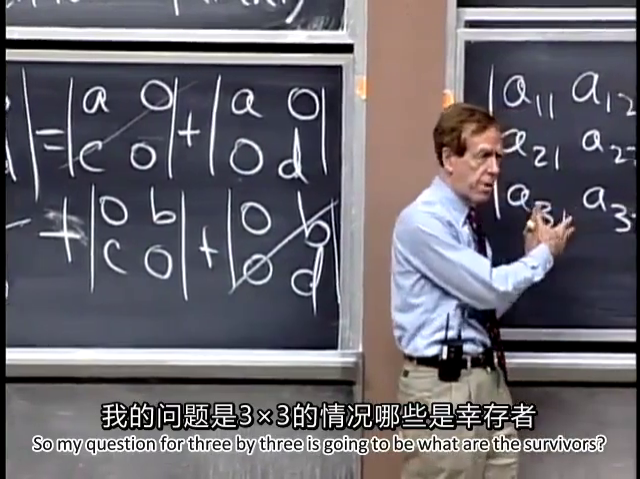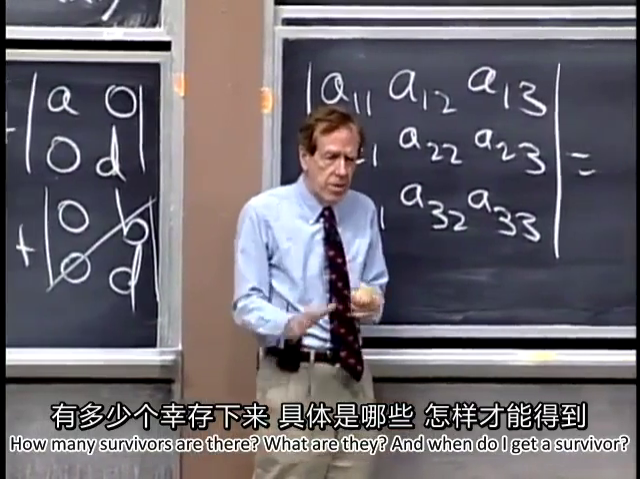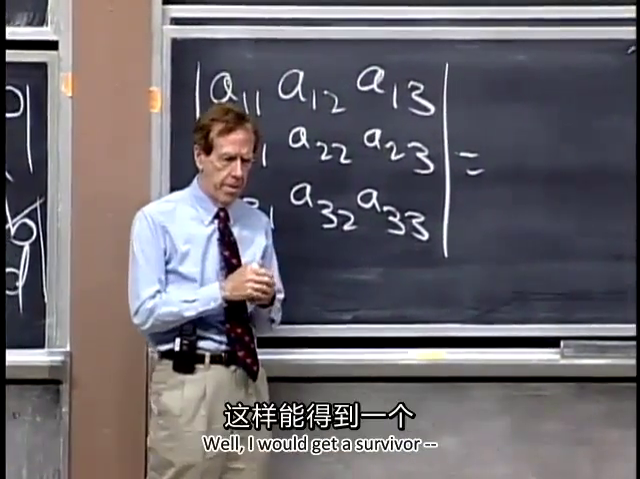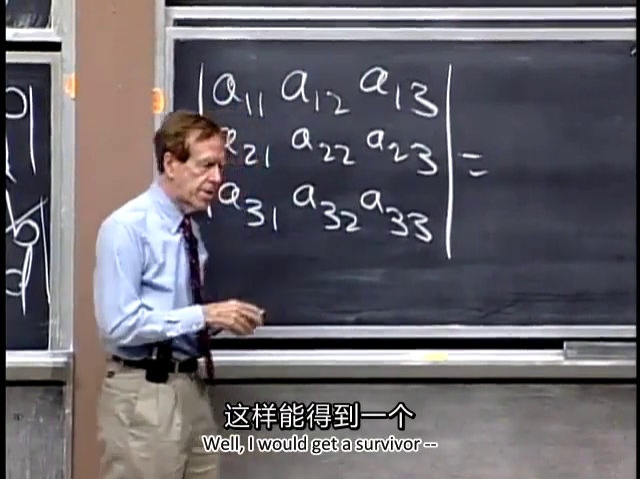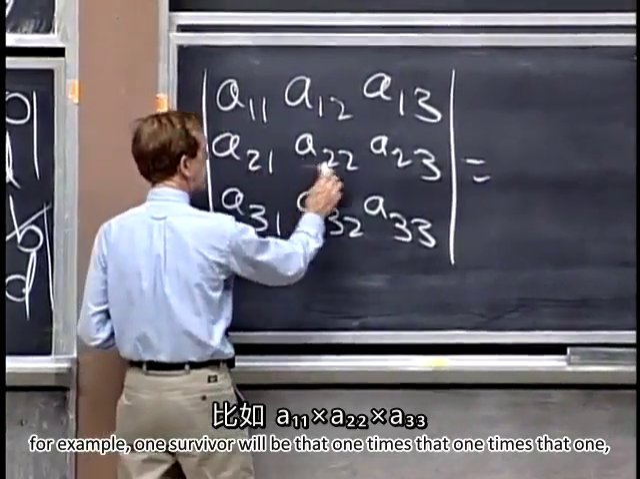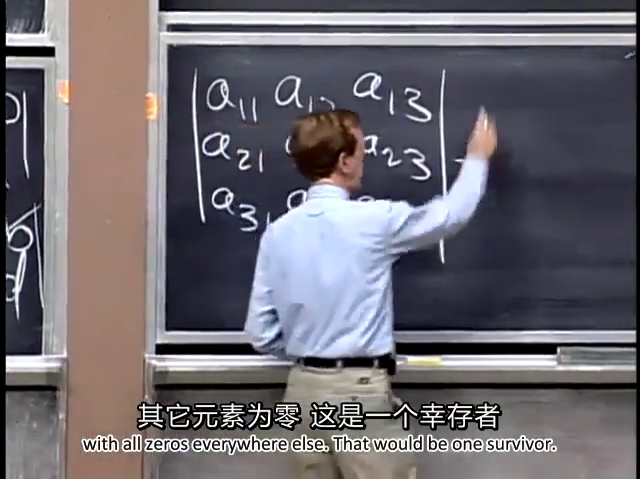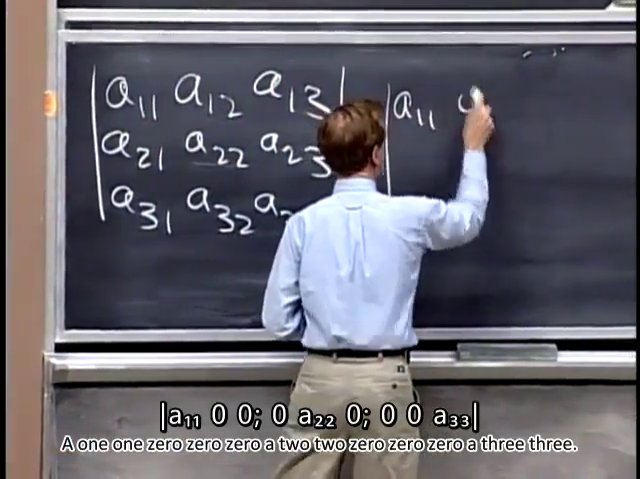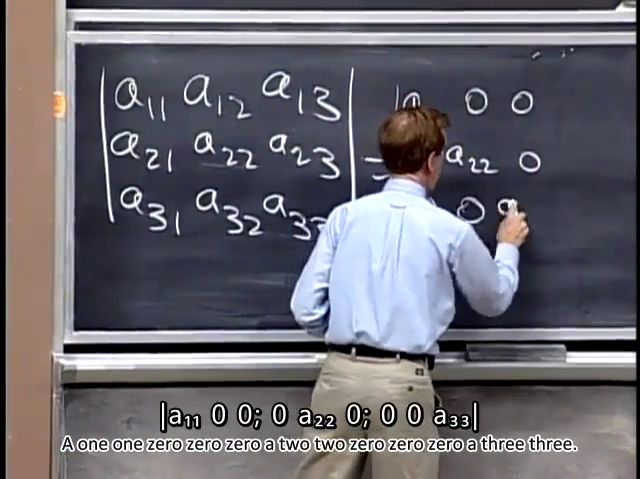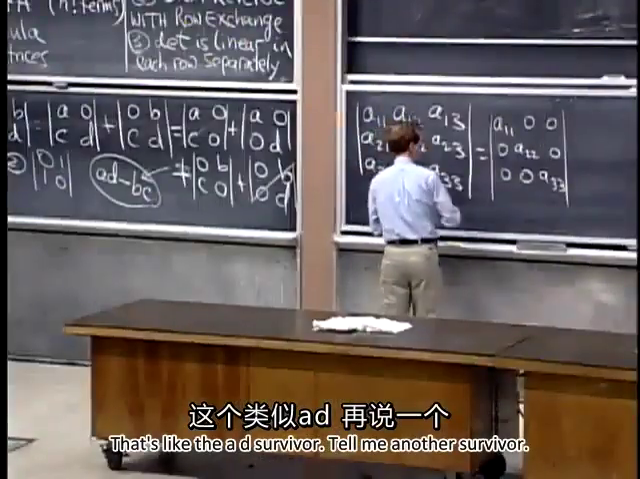So my question for 3 by 3 is going to be, what are the survivors? How many survivors are there? What are they? And when do I get a survivor? Well, for example, one survivor will be that one times that one times that one, with all zeros everywhere else. That would be one survivor: A11, 0, 0, 0, A22, 0, 0, 0, A33. That's like the AD survivor.